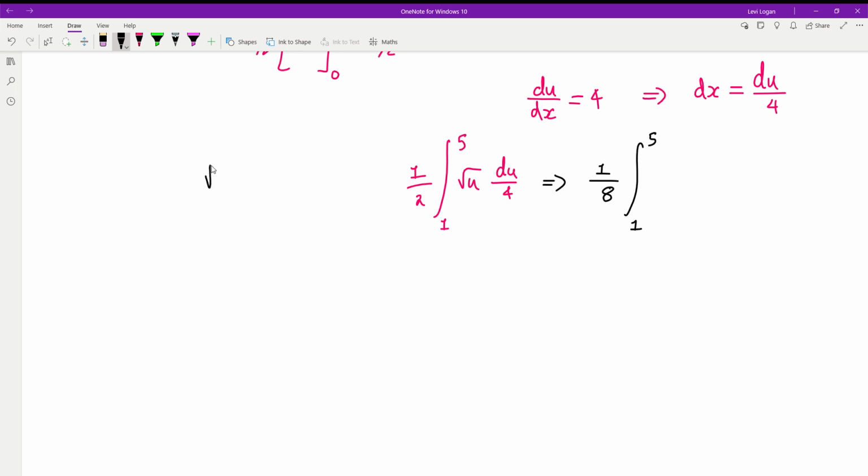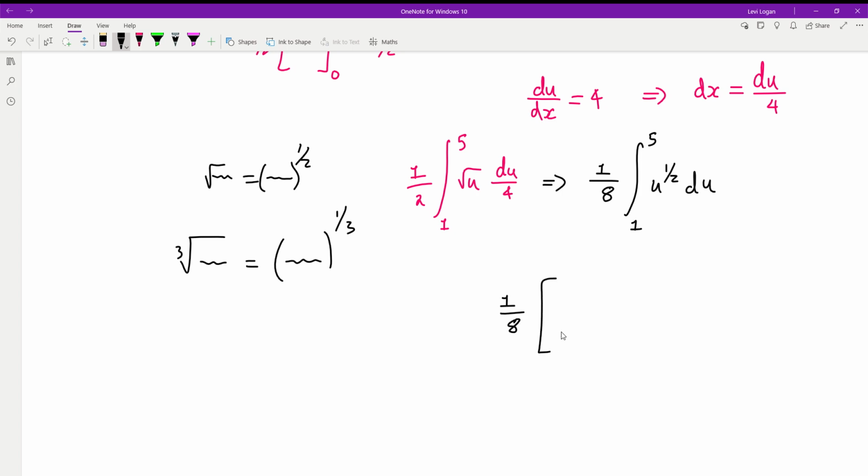Now the square root of something means that something to the power of a half. Just like how the cube root of something would be that something to the power of a third. So we can rewrite this value here as u to the power of a half. Okay. That makes it really easy to integrate now, because all you gotta do is add 1 to the power and divide by the new power. So you'll get 1 on 8, square brackets, u to the power of 3 on 2, divided by that, which would be 2 on 3, from 1 to 5.